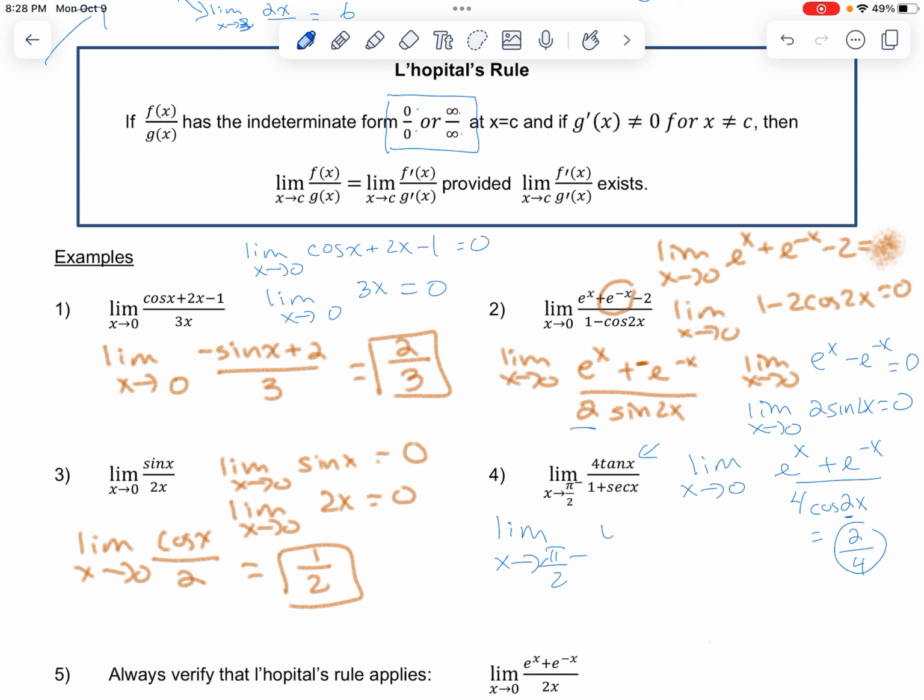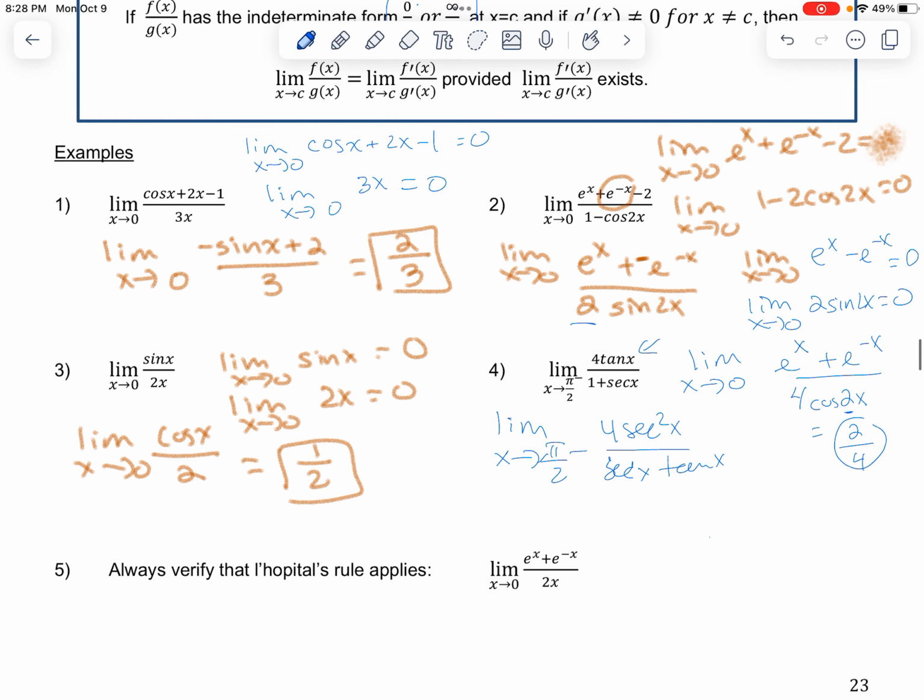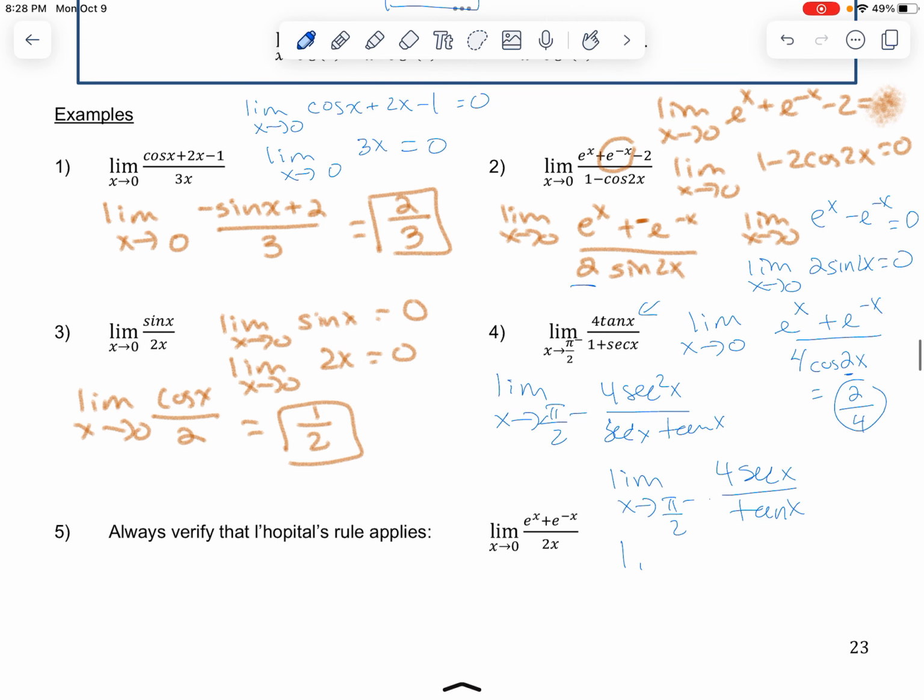Derivative of tangent is secant squared. Derivative of secant is secant tangent. And especially with the trig ones, before I start plugging in again, let's try to clean this up a little bit. Notice that I can cancel out one of the secants. So I'm going to write this as 4 secant of x over tangent of x. And I'm going to clean this up a little bit more here. Especially with the trig, try to clean it up as much as possible.